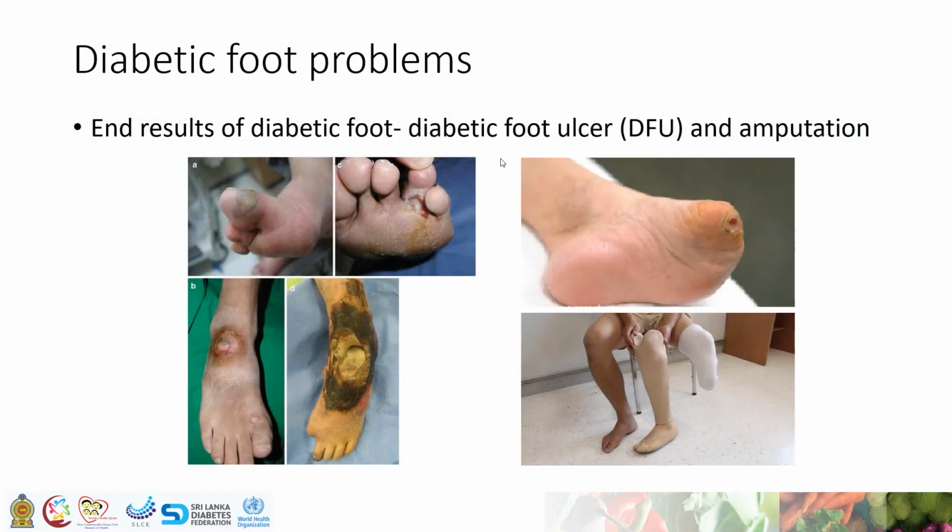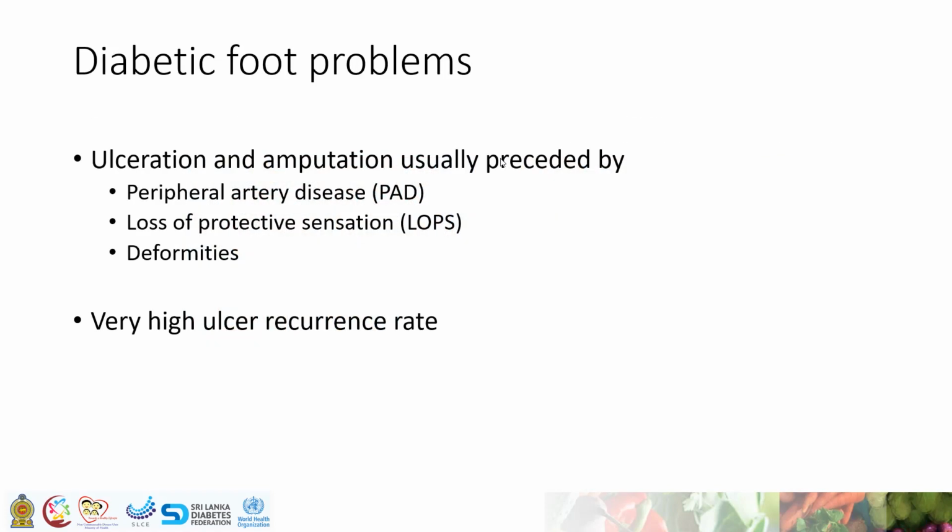Ulceration and amputation are the end results of multiple insults that occur to the feet of a patient with diabetes. Usually, peripheral arterial disease, loss of protective sensation, and deformities are seen in these patients before they develop foot ulcers and require amputation. Therefore, if we detect these problems early enough, we have time to intervene and protect the feet, lives, and quality of life of our patients.